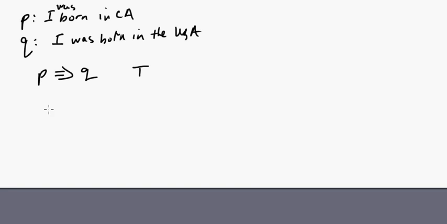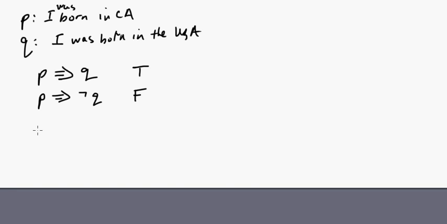Okay. So now that's true, true. So the next one's true, false. So if I was born in California, then I was not born in the U.S. Okay, well, obviously that's not true, because if I'm born in California, I'm born in the USA. So that one's pretty straightforward.